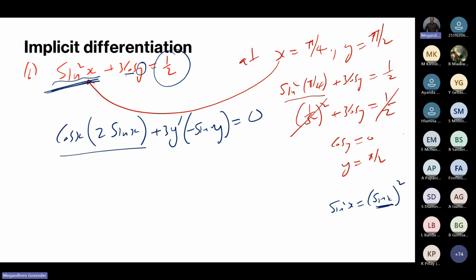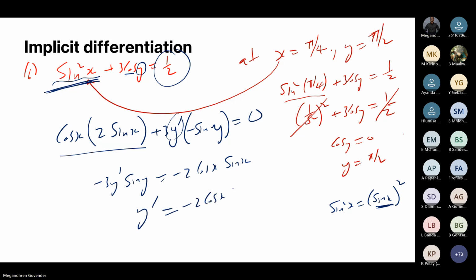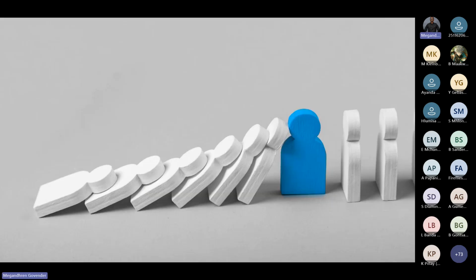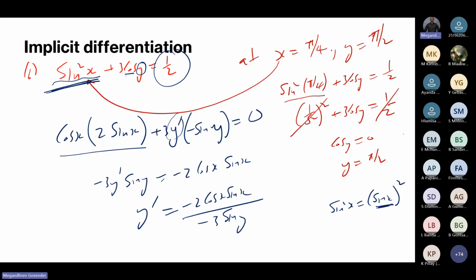So now let's work this out. We want to solve for y prime. So we're going to get minus 3y prime sine y. Take this to the other side, it becomes minus 2 cos x sine x. So y prime is what they want, all over minus 3 sine y. So the minus and minus will cancel, and you're going to get 2 cos x sine x all over 3 sine y. And then you substitute pi by 4 and y equal to pi by 2.